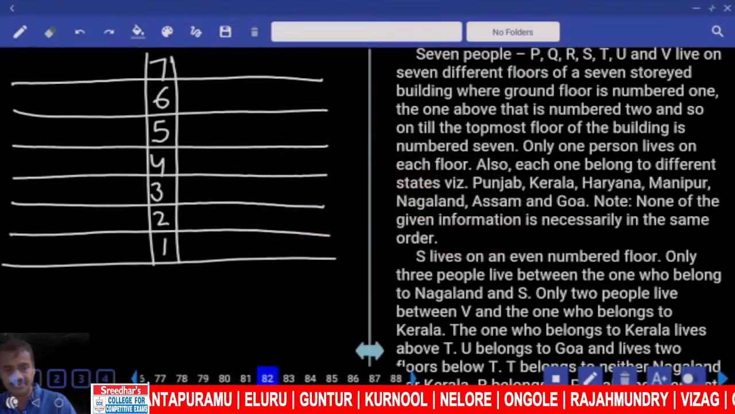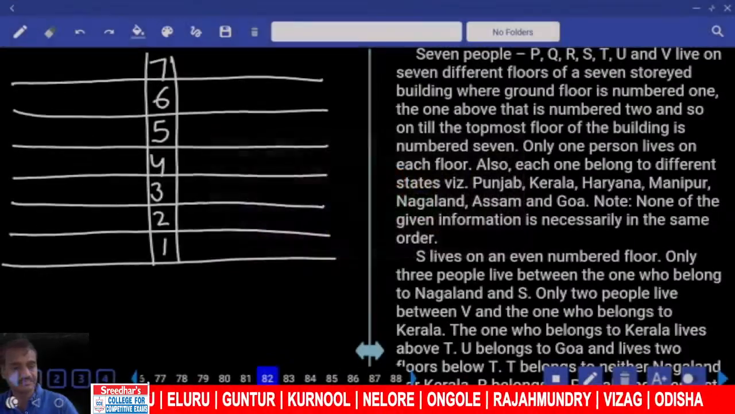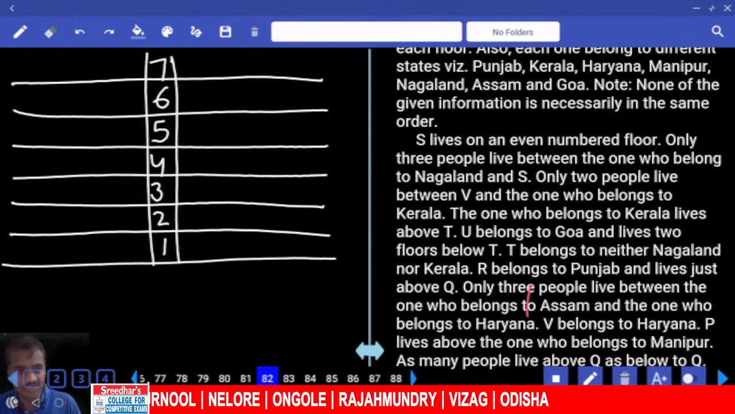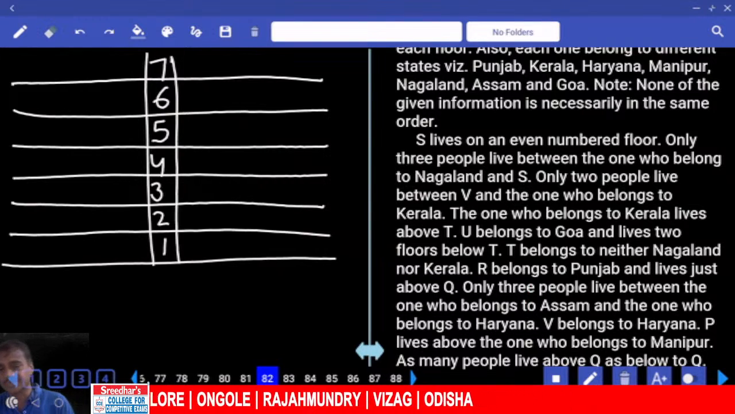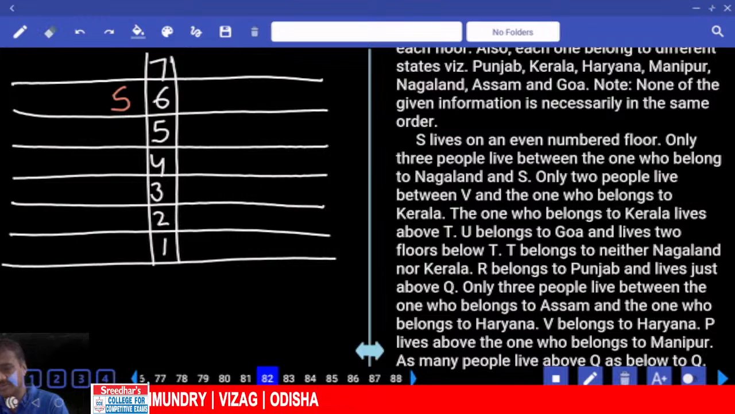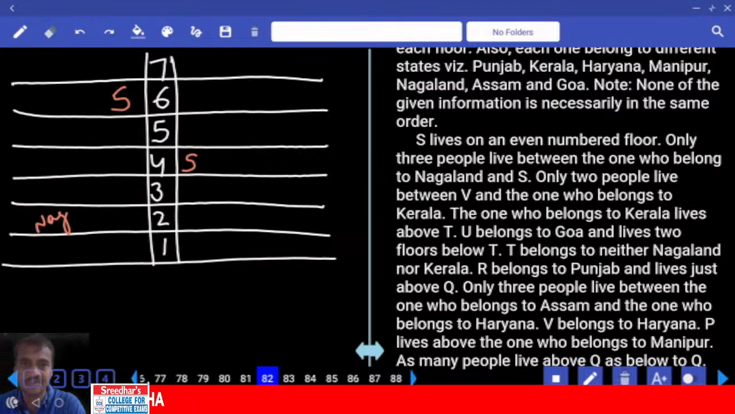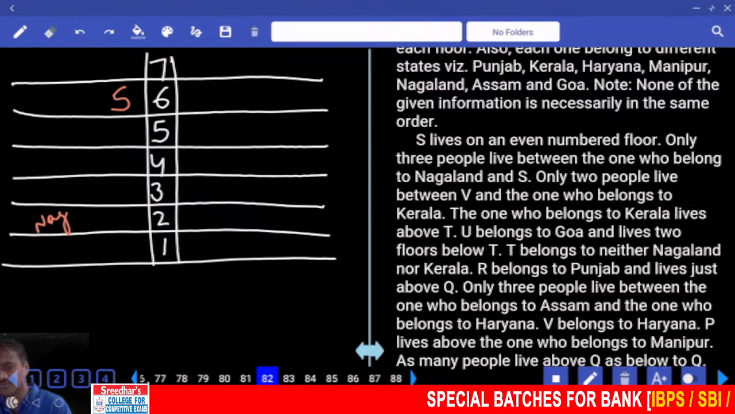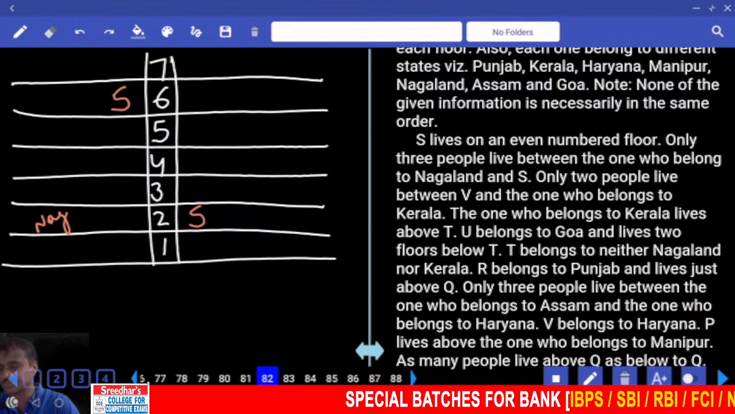Now in condition number 1, S lives on an even numbered floor. And there are only 3 persons who live between S and Nagaland. If S is here, how many people are between S and Nagaland? There are exactly 3 people. Then can we have S at this place? If S is on the 4th floor, 3 people between S and Nagaland is not possible. Hence S cannot be on the 4th floor. The other possibility is that S must be on the 2nd floor.